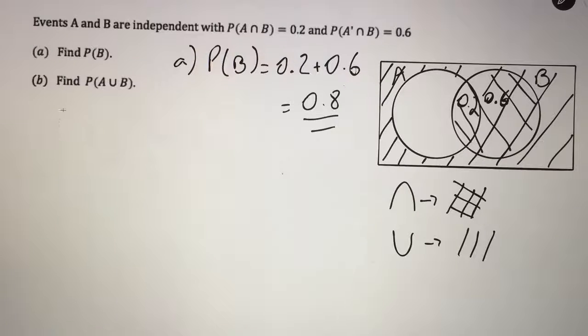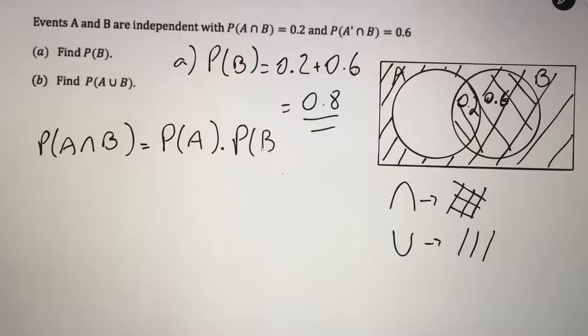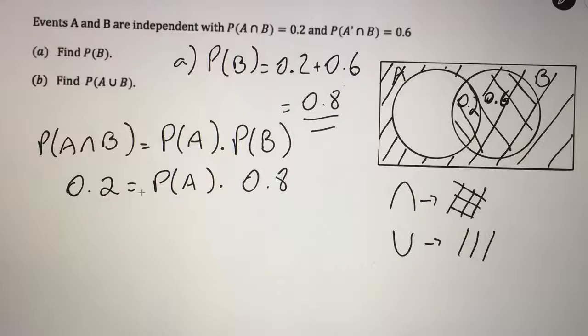Now, because he's saying that A and B are independent events, I can find A. The probability of the intersection is the probability of A times the probability of B, because that's what independent events are. So 0.2 equals the probability of A, which is what I'm looking for, times the probability of B, which I found to be 0.8.